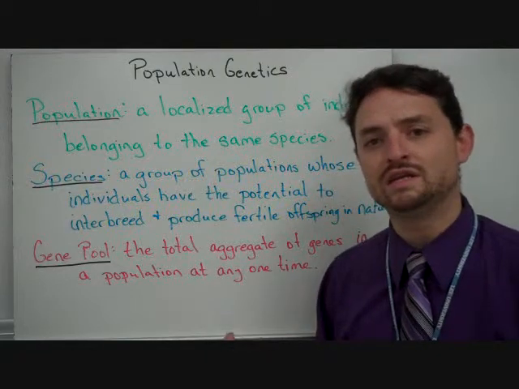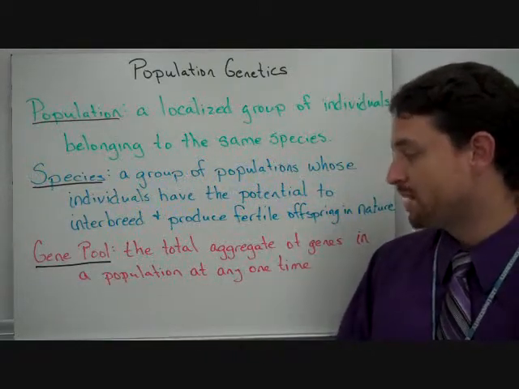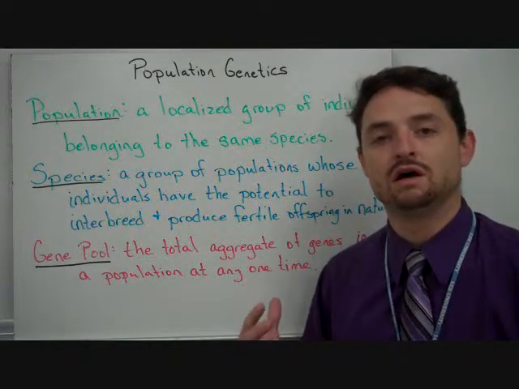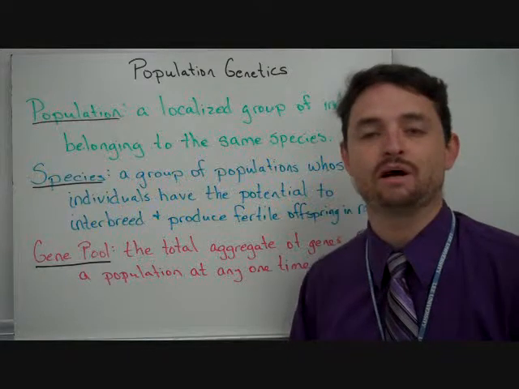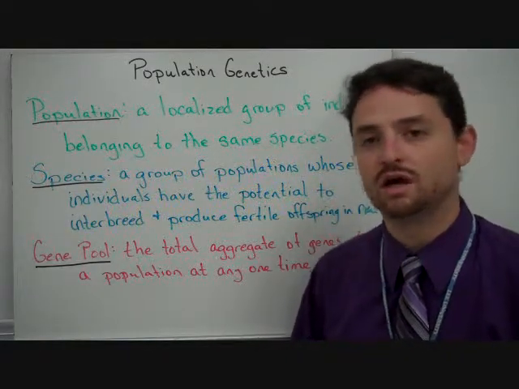We're looking at a population. One of the things that we need to take into account is the gene pool, and that's the total aggregate of genes in a population at any one time. So this is looking at the actual alleles that population has and the characteristics that population possesses.